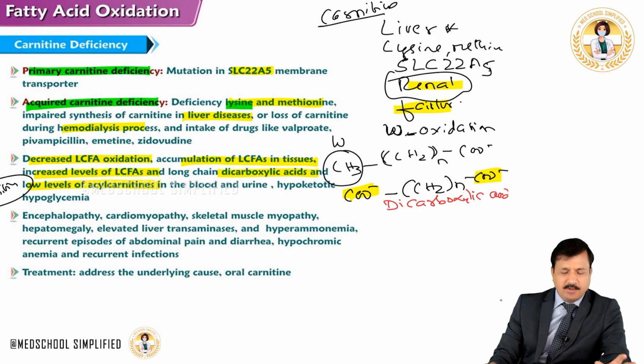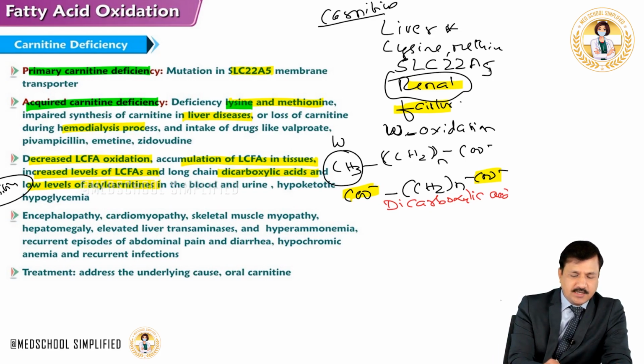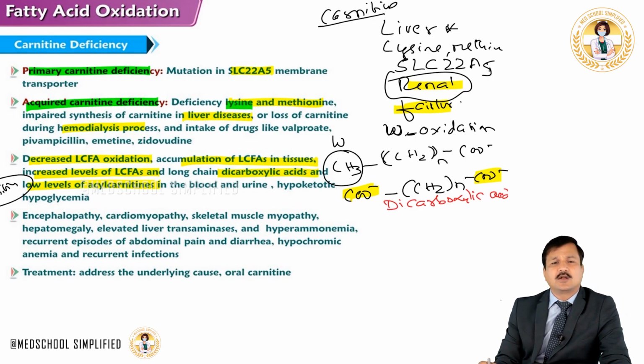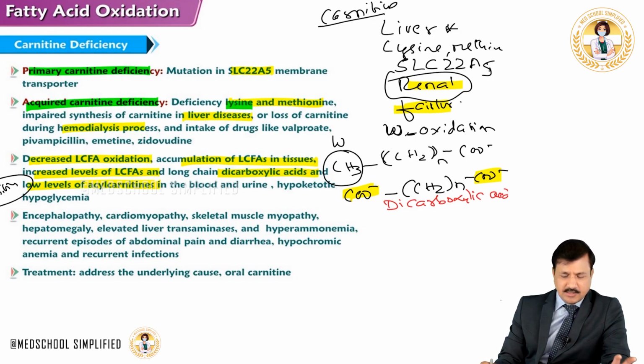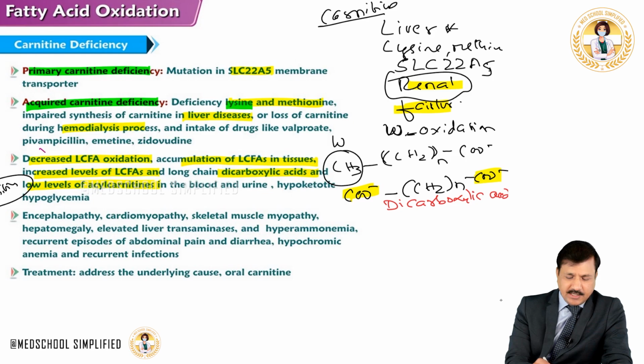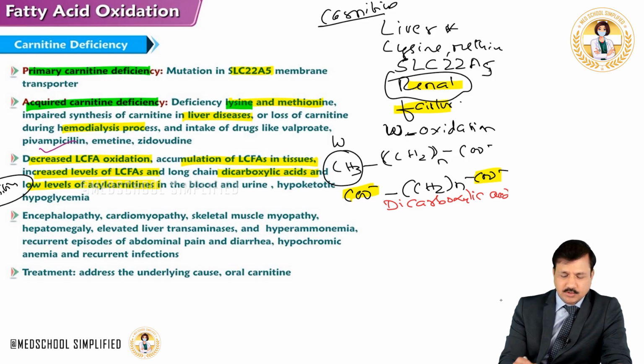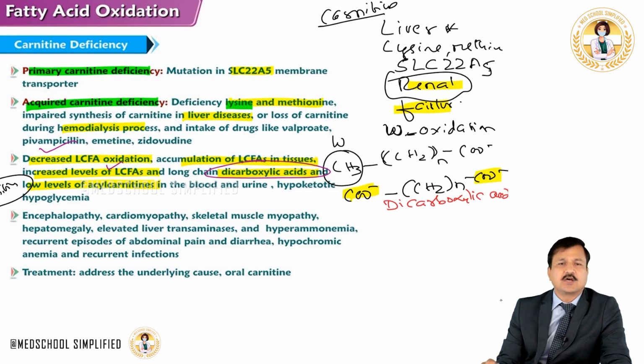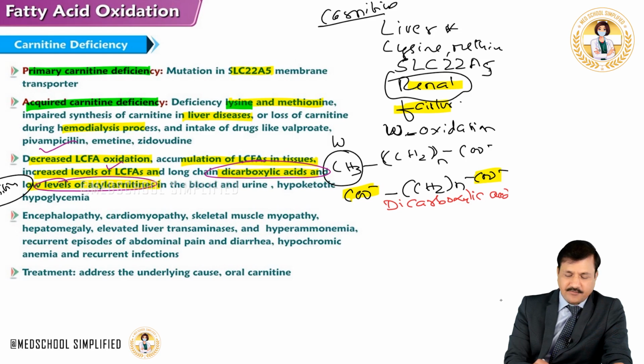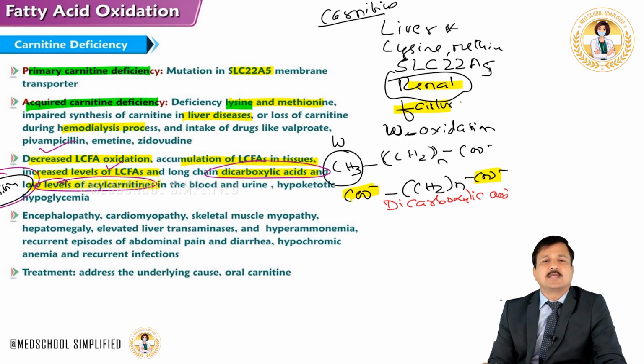So let me just finish the laboratory features and then go into clinical or other conditions that can be seen in carnitine deficiency. So one is decreased LCFA oxidation leading to increased accumulation of LCFA, leading to formation of more long chain dicarboxylic acids, and low levels of acyl carnitines and low levels of carnitine in the blood.